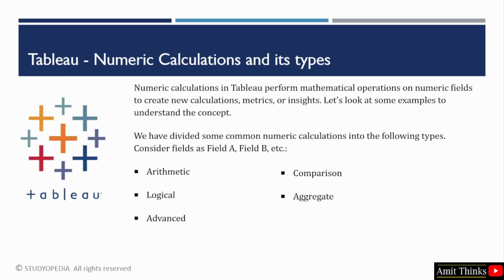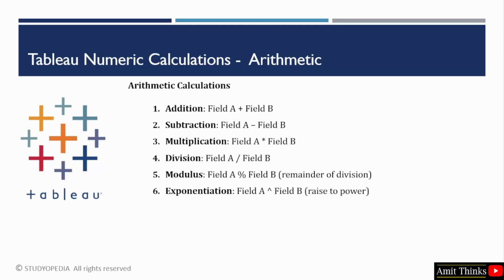First, consider that you have two fields, field A and field B, for understanding the numeric calculations. The first one is arithmetic calculations. As the name suggests, these include operators for addition, subtraction, multiplication, division, modulus, and exponentiation. Let's say you want to get the sum of sales for 3 states. You can use the plus operator, that is addition. Similarly, you can work around others.